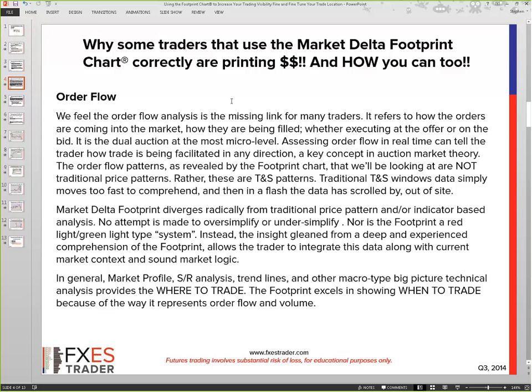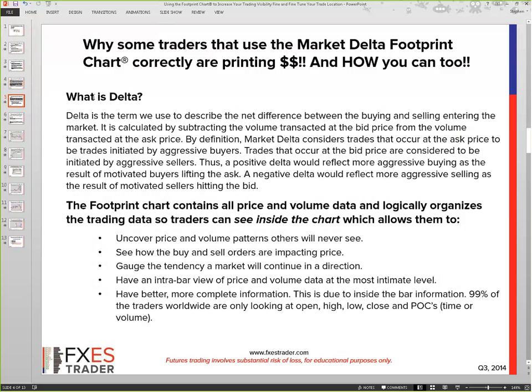So as I mentioned before, market profiles, support and resistance analysis, trend lines, all that other macro type big picture technical analysis teaches us where to trade, right? But the actual footprint can show us when to trade because of the way it represents order flow and volume. So that's what I want to get you guys in the practice of thinking about it this way, okay? So what is delta, okay?